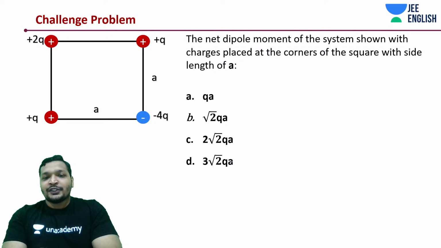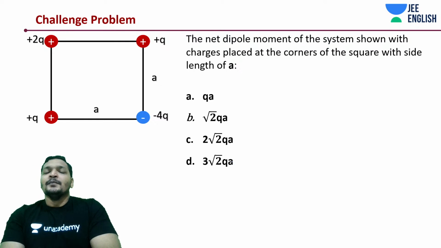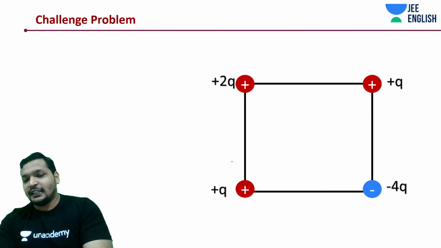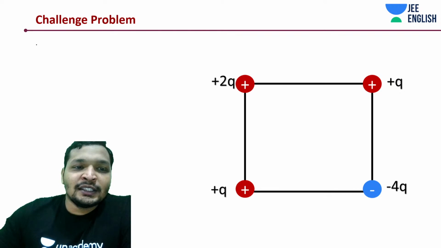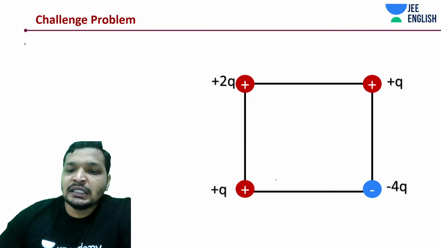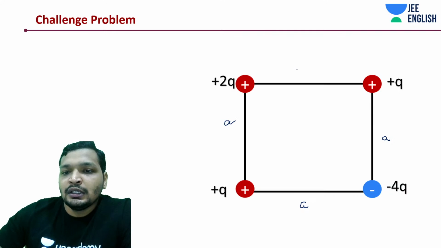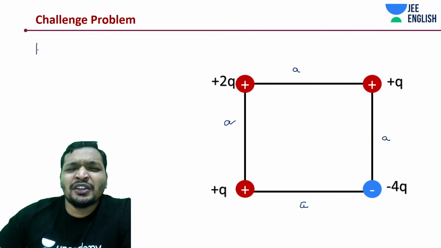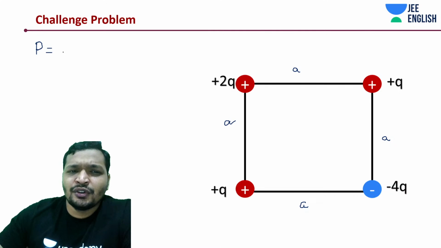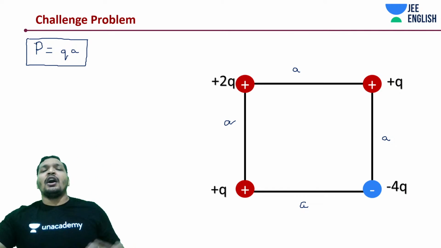If you want to try out the problem once on your own, just try it out for the given charge configuration. Let's get into this problem. I'm going to do one thing to standardize things. This is of side A, this also of side A, everything is side A. One thing you may want to do even in your exam is say something like P is equal to Q into A. Some quantity, not necessarily some dipole magnitude, because how many dipoles exist over here?